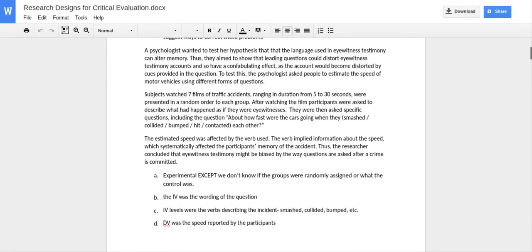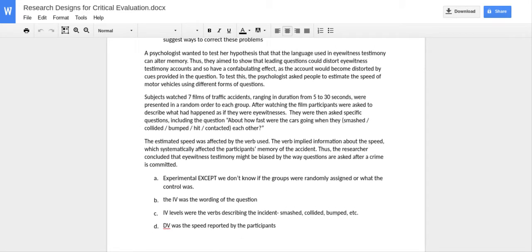But here we go. A psychologist wanted to test her hypothesis that the language used in eyewitness testimony can alter memory. And you'll see why this is important coming up. Thus, they aimed to show that leading questions could distort eyewitness testimony accounts and have a confabulating effect. Confabulating means that you're saying something that's false that you believe to be true, as the account would become distorted by cues provided in the question. This has to do with memory.